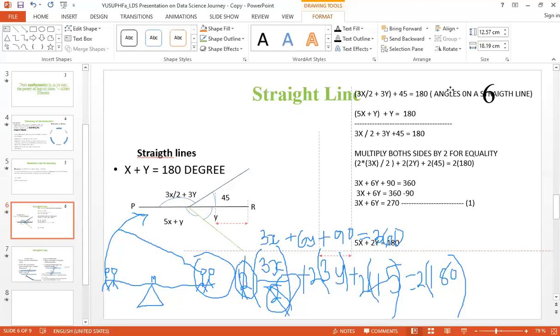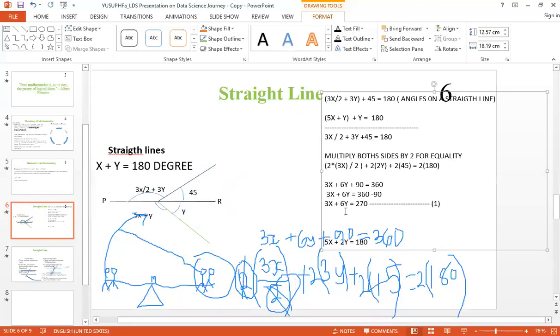5x plus y plus, okay, let's do it straight away. We have 2 y's there, that is going to be plus 2y, right? And that equals 180. Now, at this point, we have the second equation. That's equation number 2.